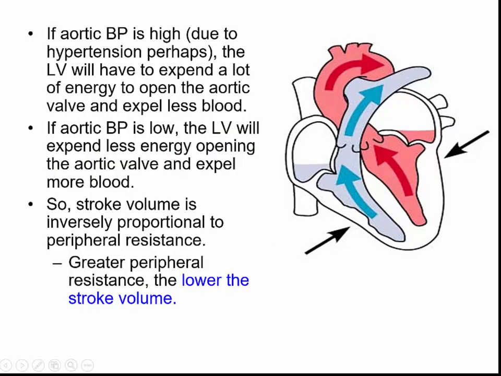If aortic blood pressure is high, due to, say, hypertension, the left ventricle will have to expend a lot more energy to open the aortic semilunar valve and expels less blood. Now, if aortic blood pressure is low, the left ventricle will expend less energy opening the aortic valve and expel more blood. So stroke volume is going to be inversely proportional to peripheral resistance. Hence, the greater the peripheral resistance, the lower the stroke volume.